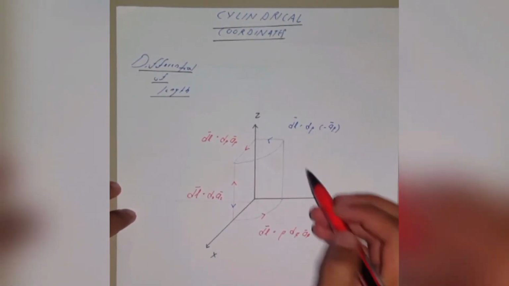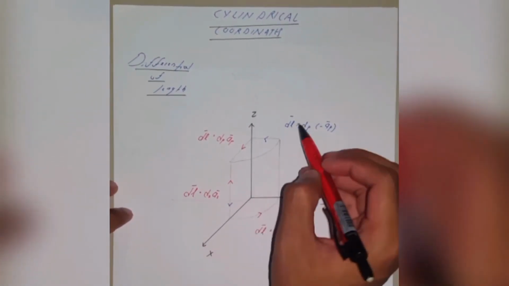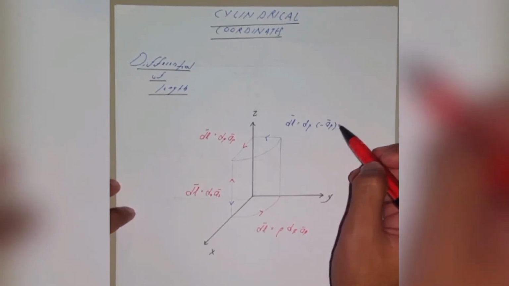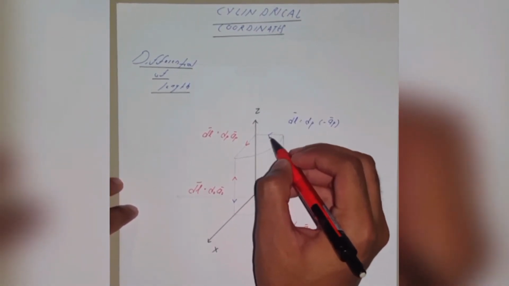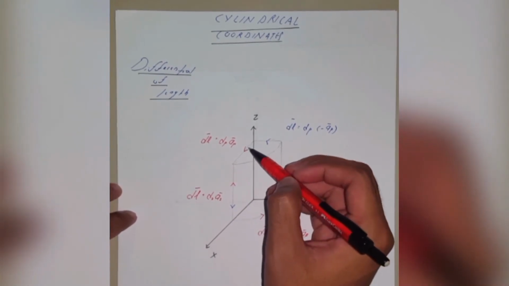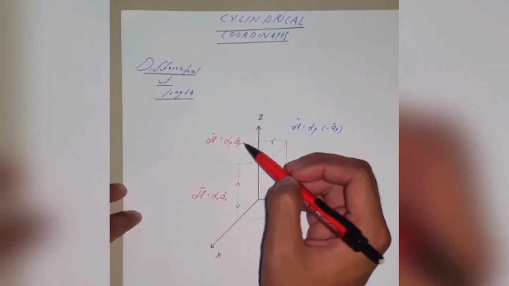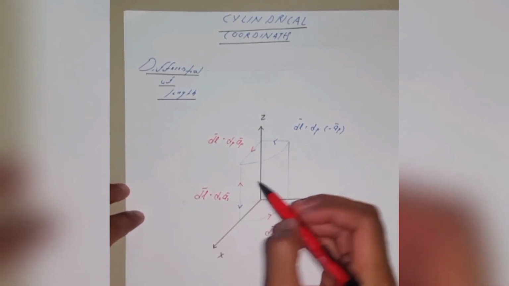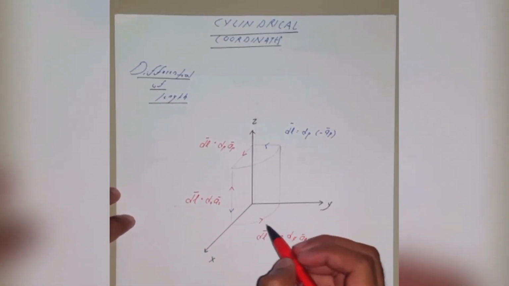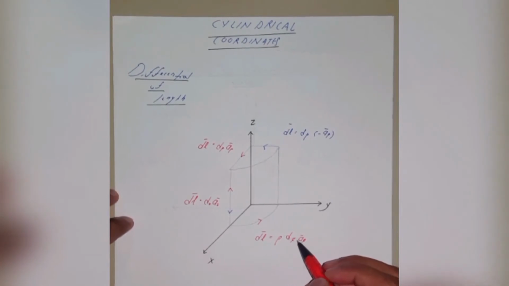differential of length, this is a quarter of a cylindrical shape. For this line, vector dl is equal to d rho direction of negative rho. This is because rho is going to the origin. For this line, rho is going out from the origin. Vector dl is equal to d rho direction of rho. And for this line, the red arrow, vector dl is equal to dz direction of az. And for this line, the curve, vector dl is equal to rho dphi direction of phi.